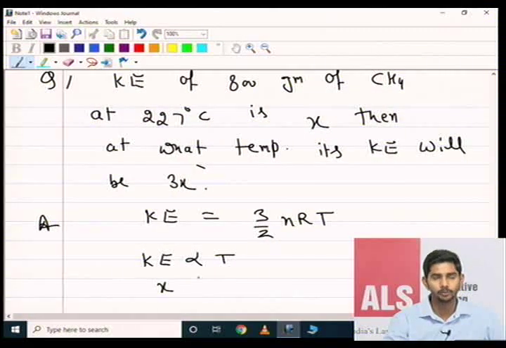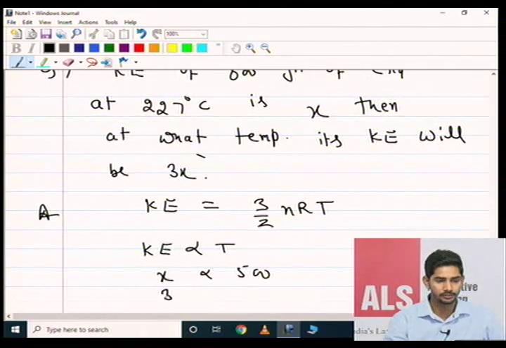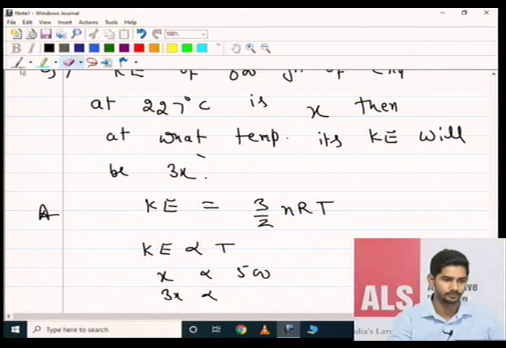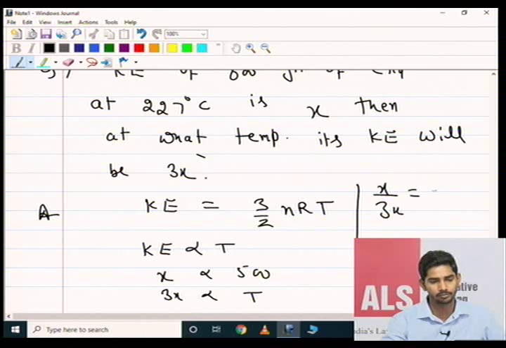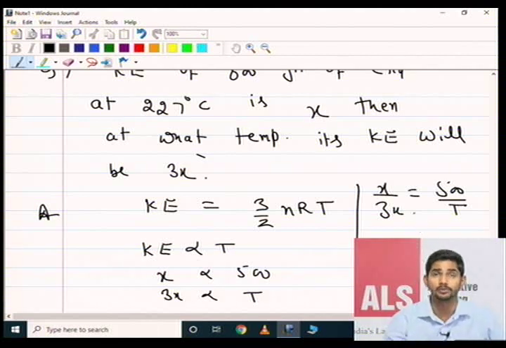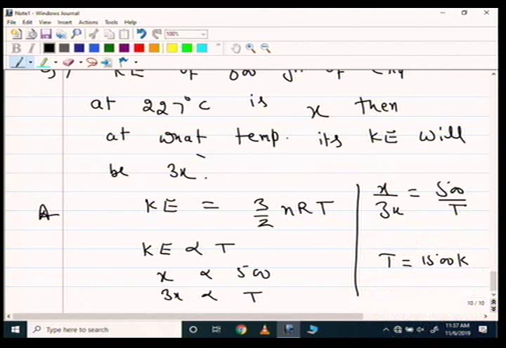First kinetic energy is given to us as x, proportional to 500. Now it should be 3x at what temperature? Consider this one as T. What to do? Just divide these two and you will get your answer. X upon 3x will be equal to 500 upon T. Whenever you remove the proportionality sign, you get a constant 3 by 2 nR. That's understood, so no need to solve that. When you solve it, you will get 1500 kelvins.